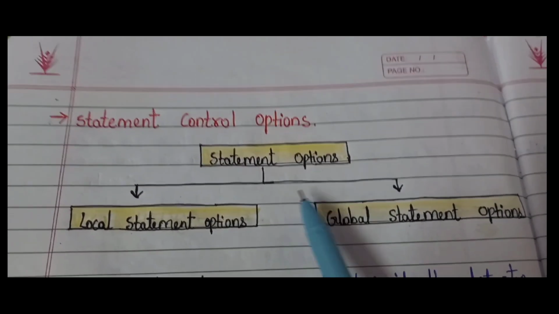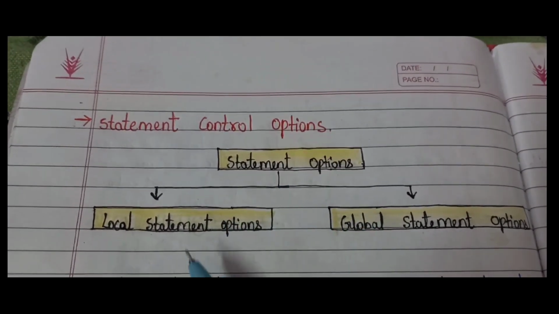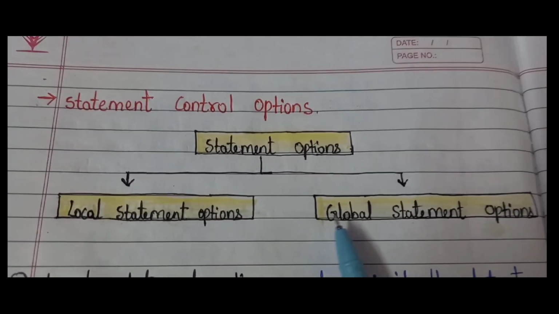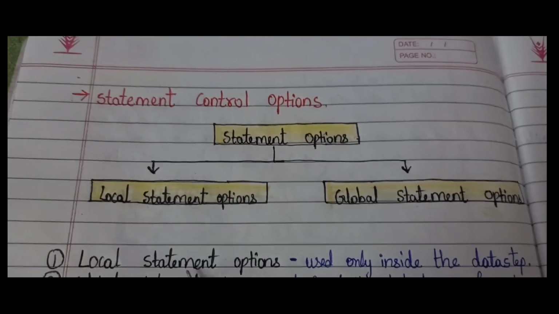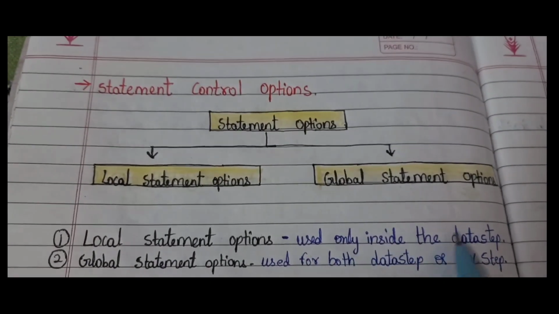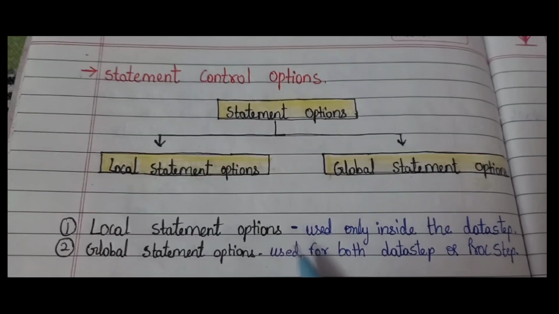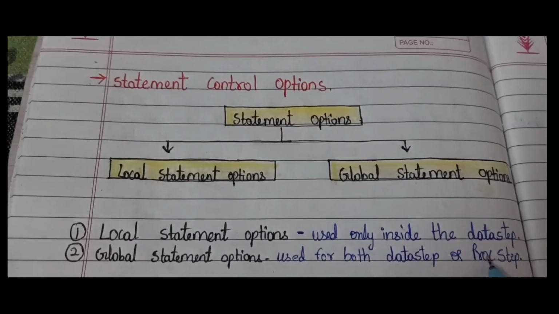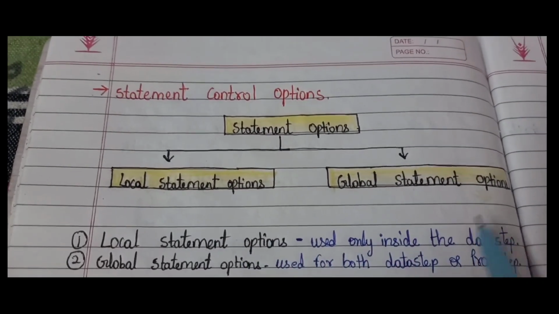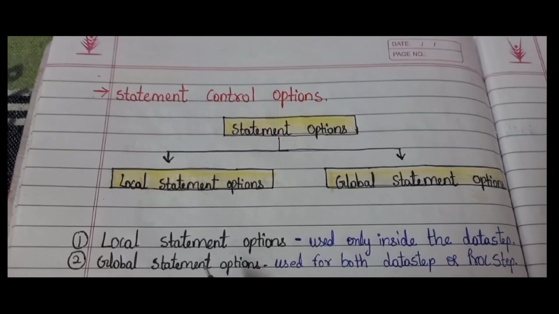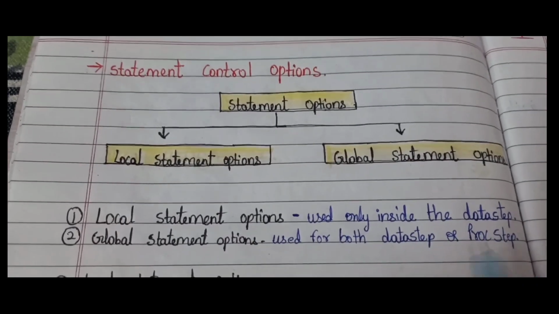We will talk about the statement control options in SAS. Statement options contain two types of options, that is local statement options and global statement options. First we'll talk about the local statement options. Local statement options are used only inside the data step, and global statement options are used for either the data step or the proc step. Okay, clear?